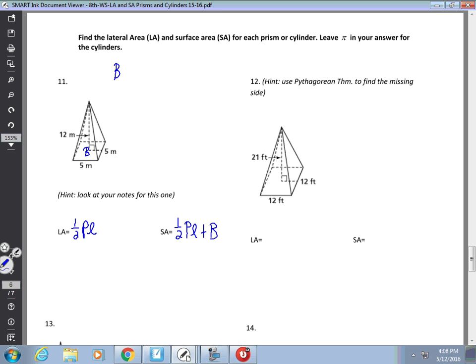Our base is going to be at the bottom for the pyramids and cones. It's a square, it's a 5 by 5. So to get that area, we're doing 5 times 5, which is 25. And then we also need to find the P. That's our distance around the square. Each side is 5, and there's 4 sides, so that's 20.